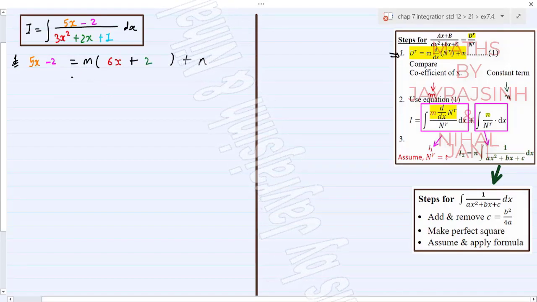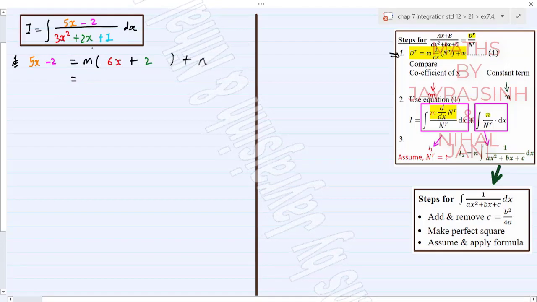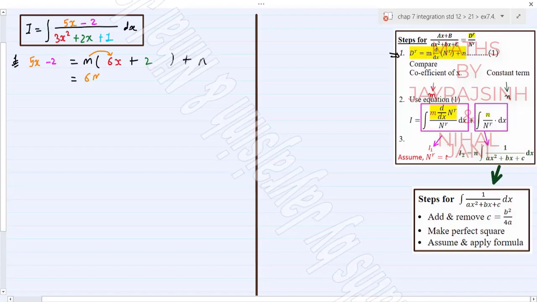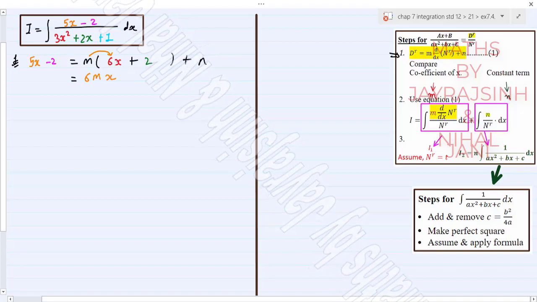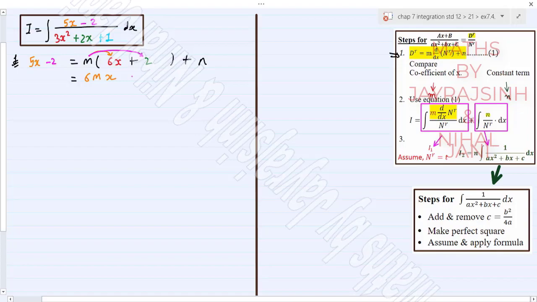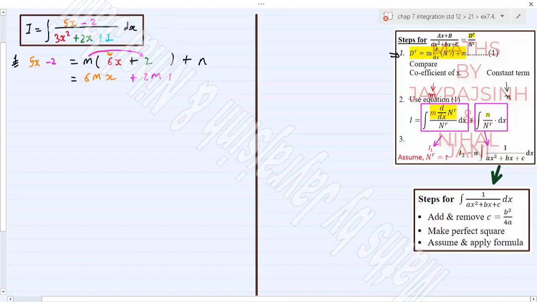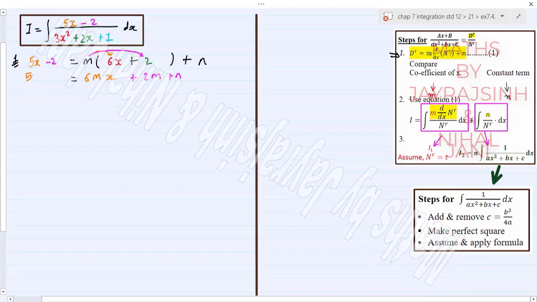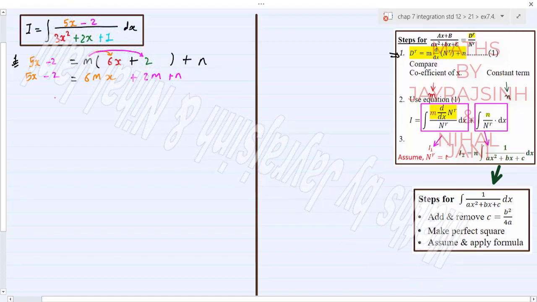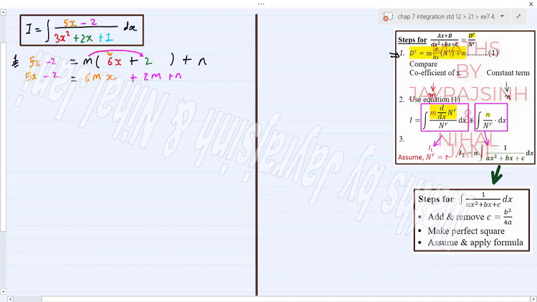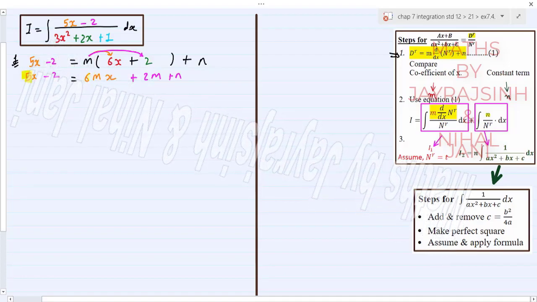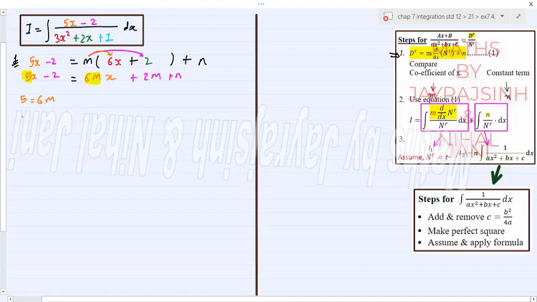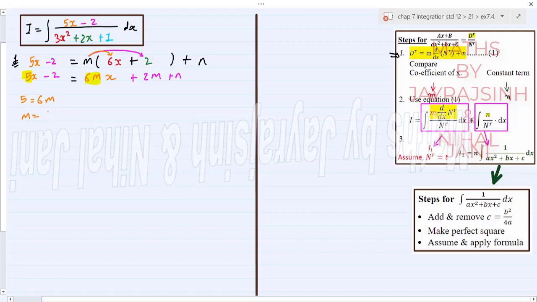Okay, now let's simplify. Right hand side, m multiplied with 6x will give us 6mx, and m multiplied with 2 will give us 2m, plus n remains as it is. On left hand side we have 5x minus 2. Now if we compare the coefficient of x, we will get 5 is equal to 6m, which will give us m is equal to 5 by 6.